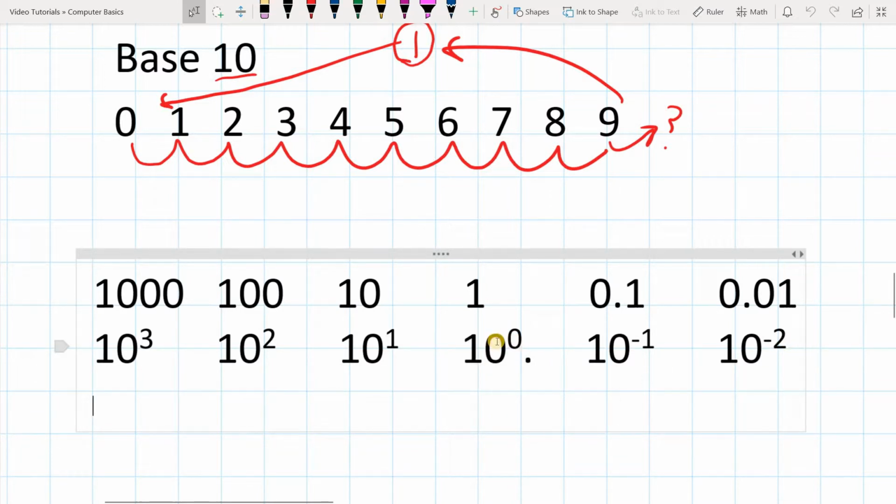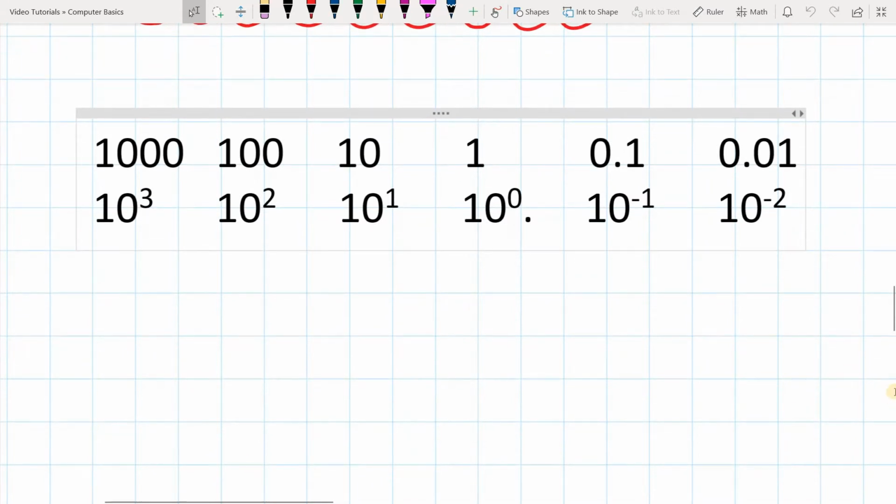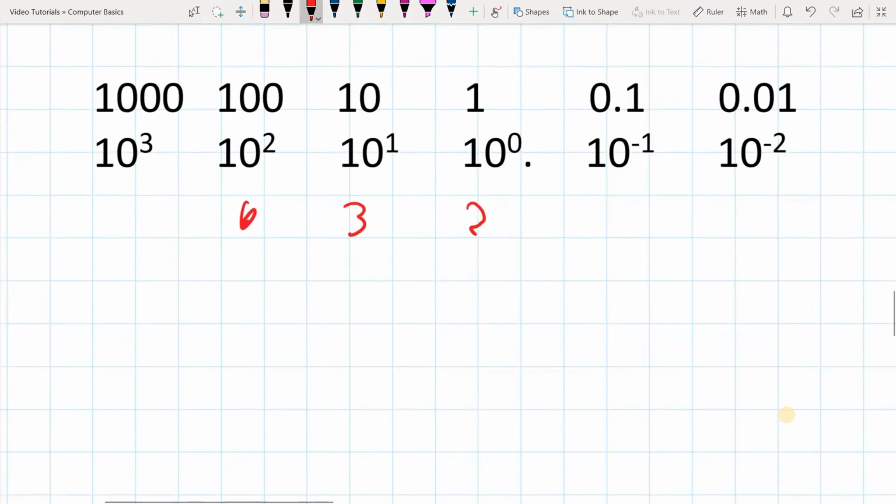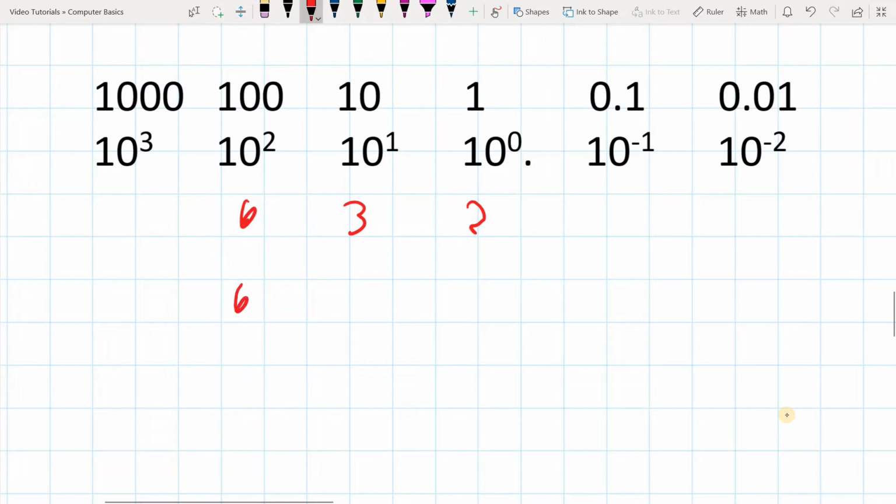If you aren't really familiar with powers of 10, a lot of people are not, especially with power to the 0, I've written the value of each column up here in the top row. So let's just write a number real quickly to show how this system works. I'm going to put a 6, a 3, and a 2 here. So what is this? Well, this is 6 times 10 to the power 2 plus 3 times 10 to the power 1 plus 2 times 10 to the power 0.